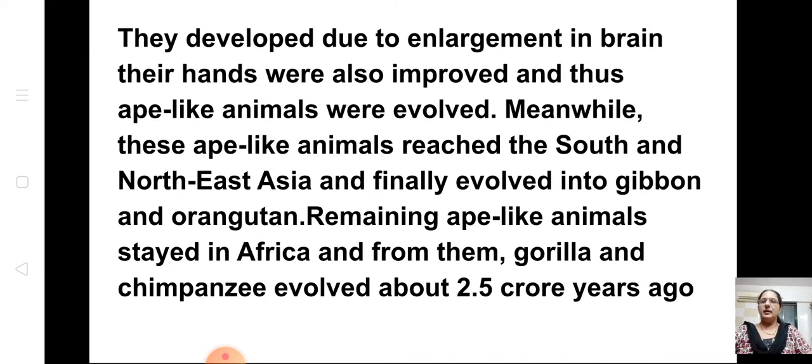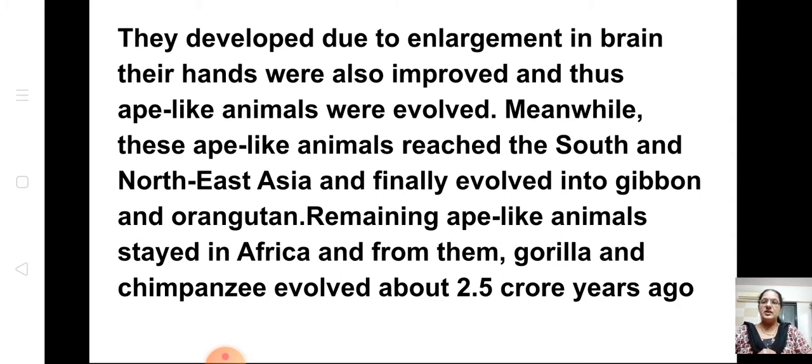They developed due to enlargement in brain. The hands were also improved, and thus ape-like animals were evolved. Meanwhile, these ape-like animals reached South and Northeast Asia, and finally evolved into gibbon and orangutan. Some went to South and Northeast Asia, and because of geographical isolation and speciation, they evolved into gibbon and orangutan.